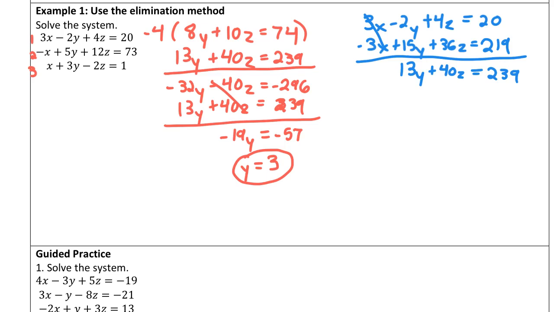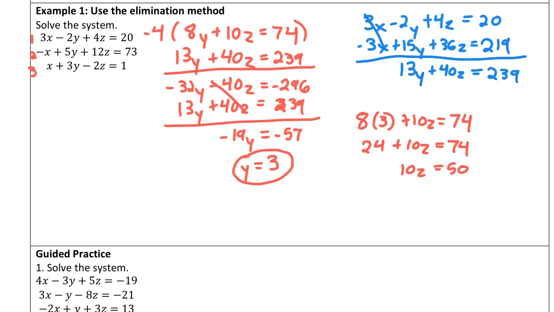Okay, so that becomes 8 times 3, since y is 3, plus 10z equals 74. So 8 times 3 is 24. 24 plus 10z equals 74. I subtract 24 from both sides. 10z equals 50. Z equals 5. So I found that z is 5. So I've got one more variable to find. I've got to find out what x is.